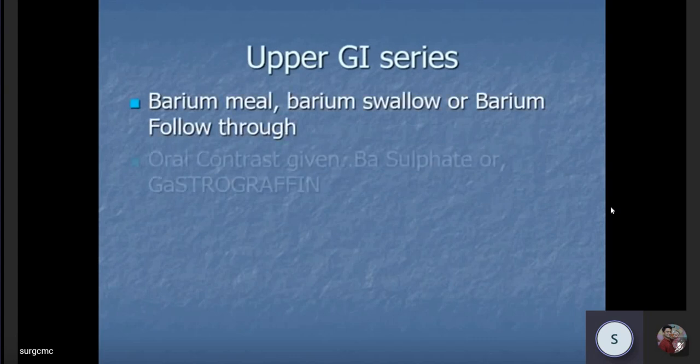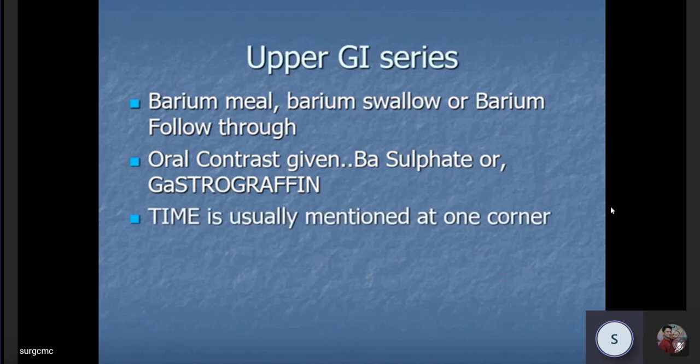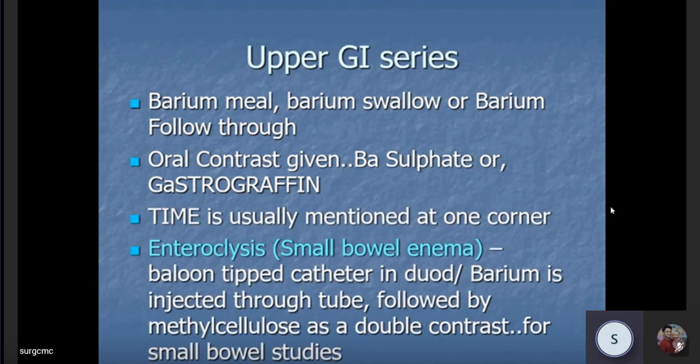Now let's come to the contrast X-rays. Contrast X-rays means we give contrast orally or intravenously. Now obviously for the GI tract we need oral contrast first. Whatever contrast we give, either a barium meal, a barium swallow or a barium follow through. Barium meal, as the name suggests, will opacify the upper GI tract. Barium swallow follows the upper and mid GI tract, and barium follow through even colon and rectum as well. The oral contrast is barium sulfate or gastrografin.